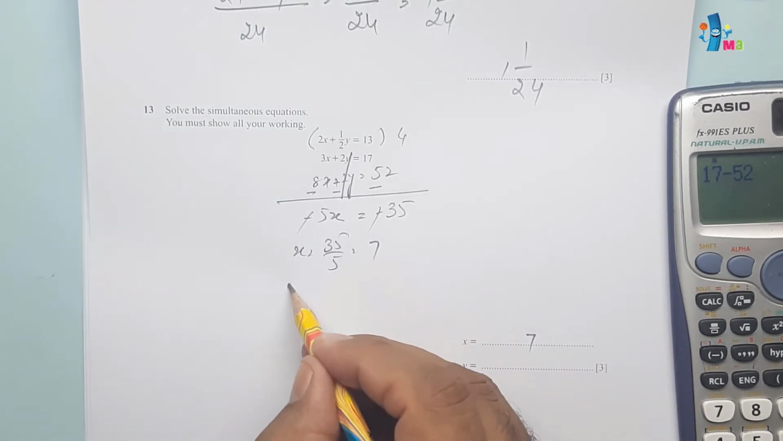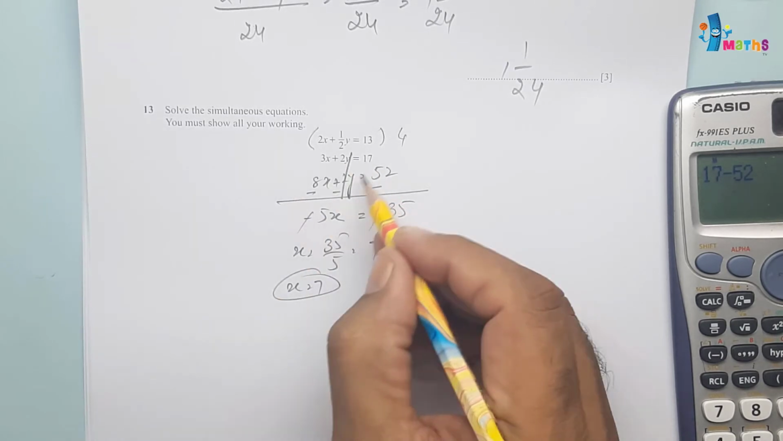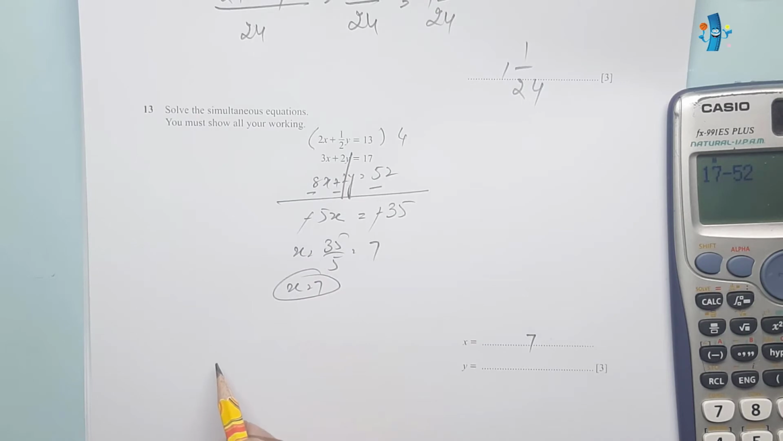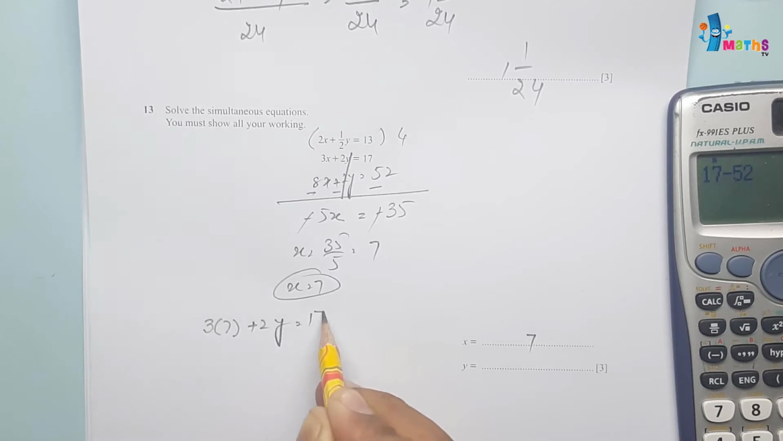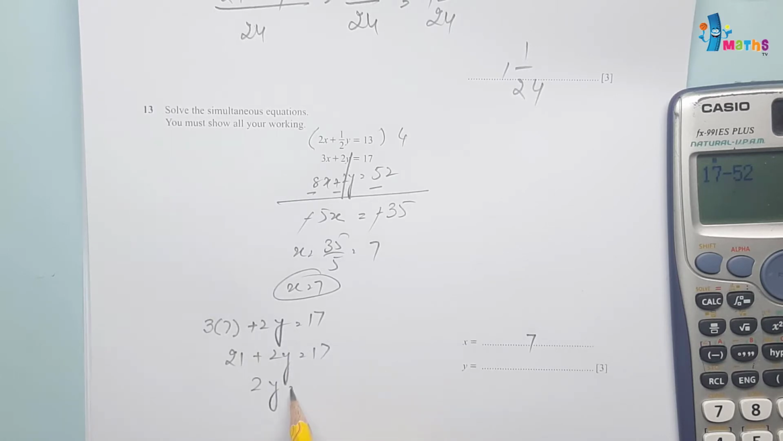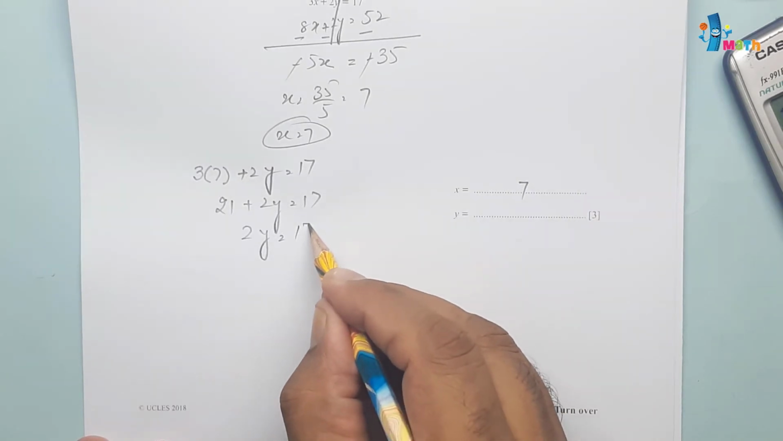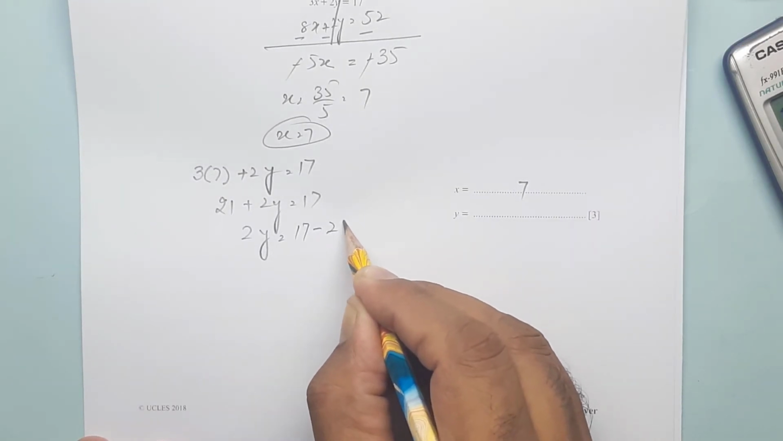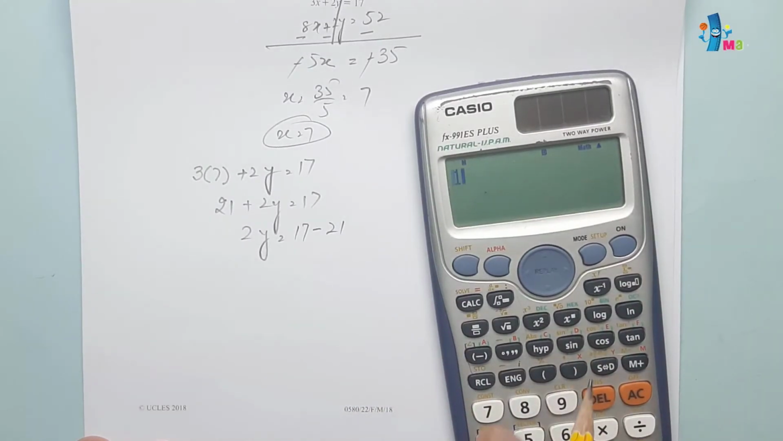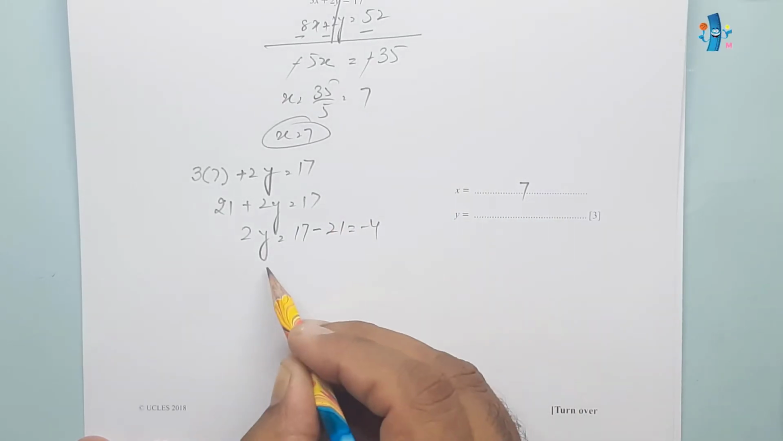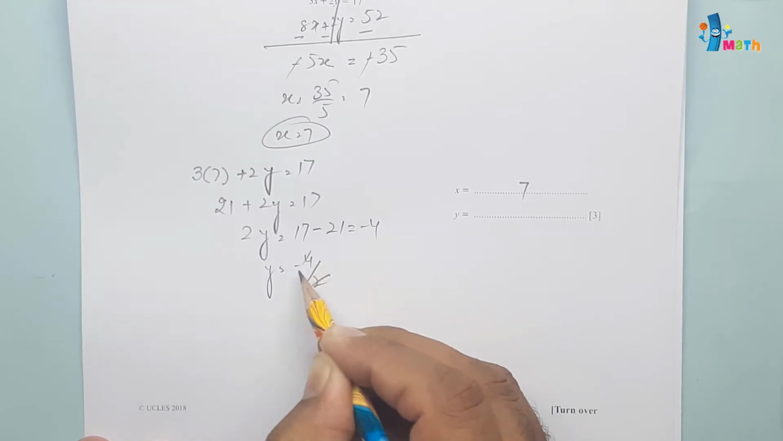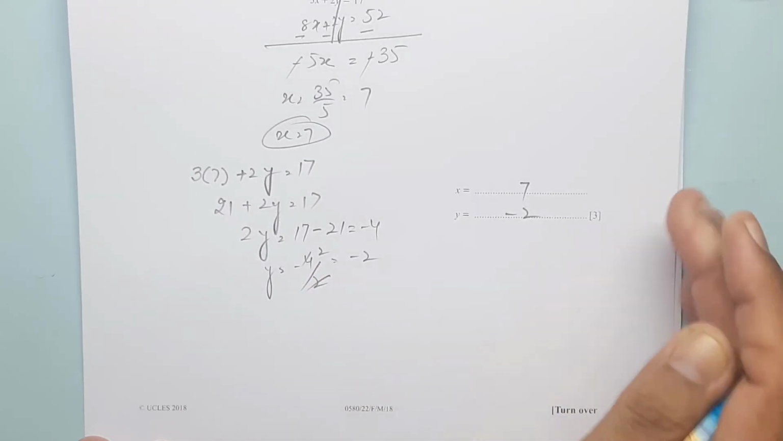Now we can replace this value of x, which is 7, in any of these two original equations. I will be replacing it in the second equation. 3 into 7 plus 2y is equal to 17. So 21 plus 2y is equal to 17. So 2y is equal to 17 minus 21, which will be minus 4. So y will be equal to minus 4 by 2, which is minus 2. So the answer will be minus 2.